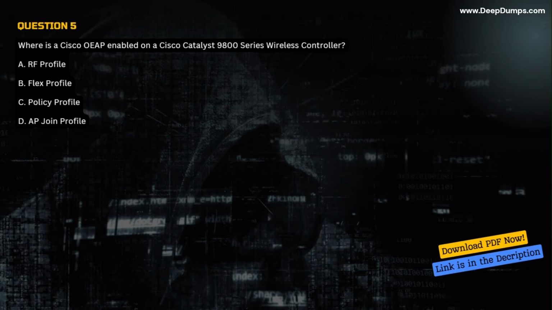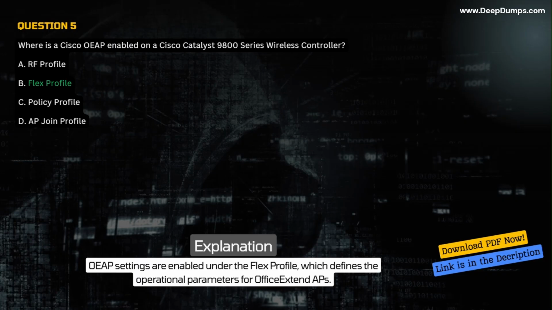Question 5. Where is a Cisco OEAP enabled on a Cisco Catalyst 9800 series wireless controller? A. RF profile. B. Flex profile. C. Policy profile. D. AP join profile. Correct answer B. Flex profile. Explanation. OEAP settings are enabled under the Flex profile, which defines the operational parameters for Office Extend APs.